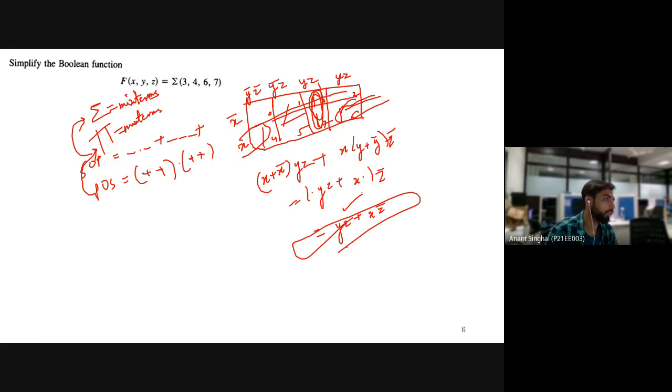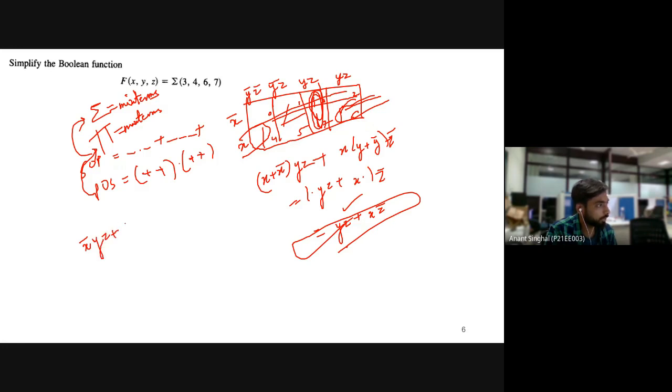We can also solve it without using KMap. As Adarsh has written that he has not read KMap, I hope you know how to write 3, 4, 6, 7 as the variables. So 3 is nothing but 0, 1, 1. So we'll write 3 as x bar y z. So it will be 0, 1, 1.